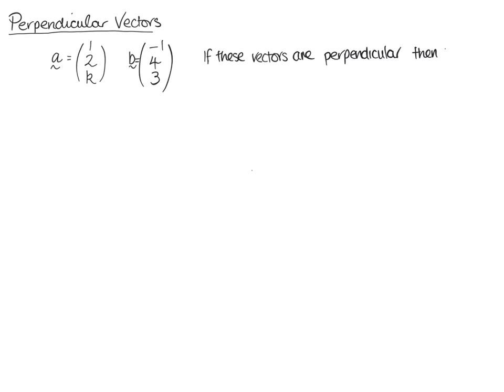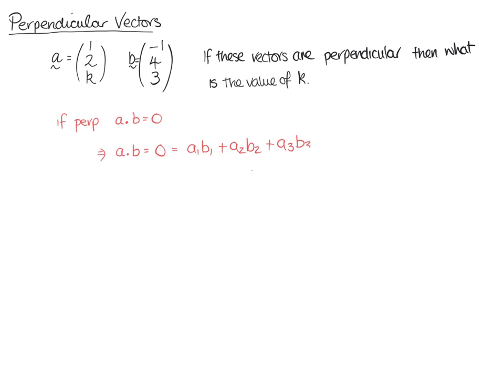And we get told if these vectors are perpendicular, then what is the value of K? Okay, so for our answer, if perpendicular, then that means that A dot B must equal 0. As I'm talking through the question, you should be trying to talk the examiner through your question with how you lay out your working. So A dot B equals 0, which equals a1 b1 plus a2 b2 plus a3 b3. Okay, so we get 0 is equal to 1 times -1 plus 2 times 4 plus K times 3.